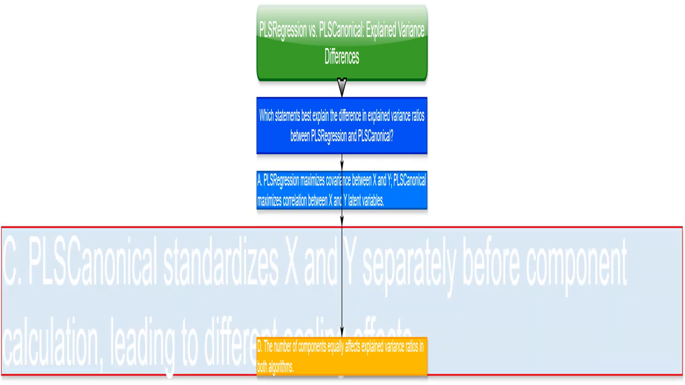This is a direct consequence of the previous point. Because PLSCanonical is so sensitive to the scaling of the data, it needs to standardize, or normalize, the X and Y datasets individually. This preprocessing step is exactly what causes the difference in the explained variance ratios compared to PLS regression, which does not require this extra step. It's like baking a cake. You'll get very different results if you use different measuring units or don't follow the recipe correctly.